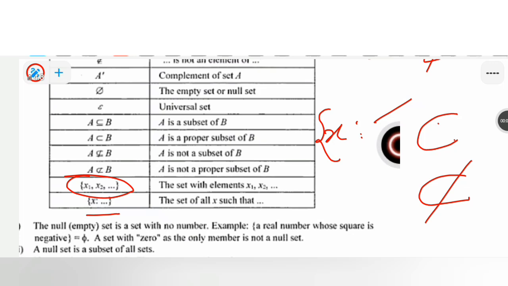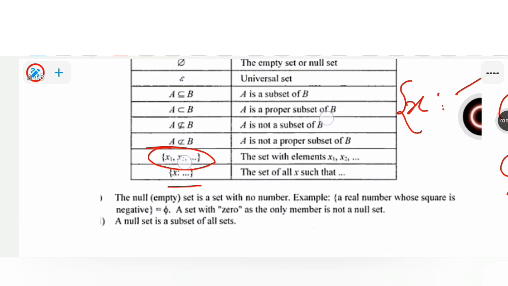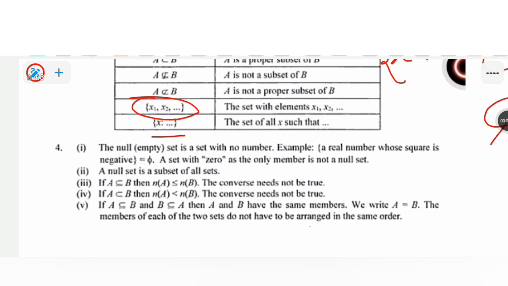Okay, so I hope you get that particular part. The null set, which is the empty set, is a set with no element at all. That's a null set. It has no element.